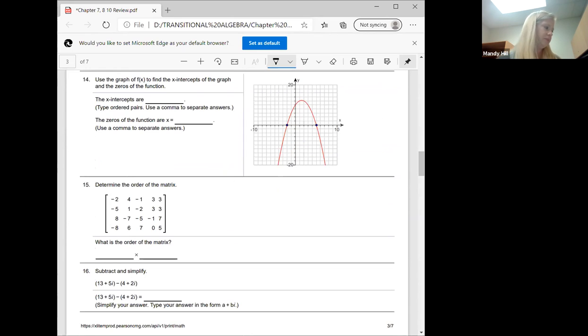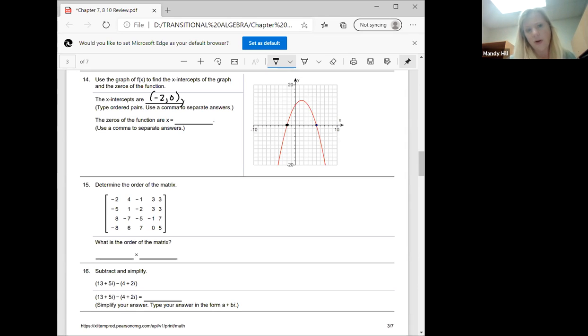Number 14 says to use the graph of f of x to find the x-intercepts of the graph and the zeros of the function. Okay, now this is important. When the x-intercepts, you want to make sure you put the whole coordinate. Here's 1. So that point is the point negative 2, 0, because we go over to negative 2 and we don't go up or down any. So it's going to be negative 2, 0.